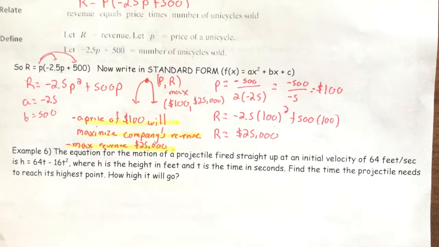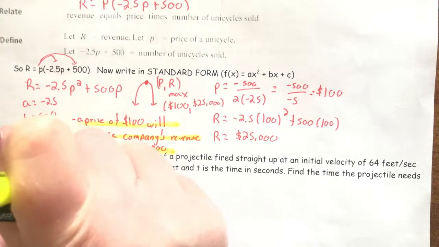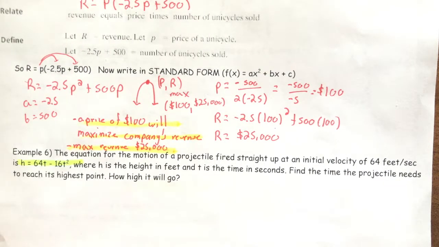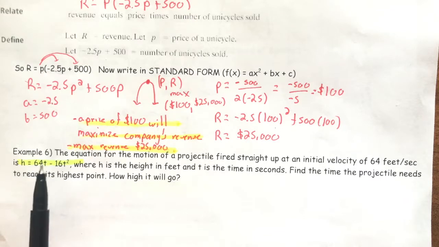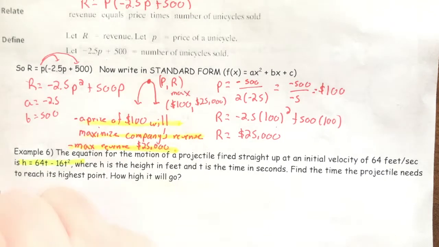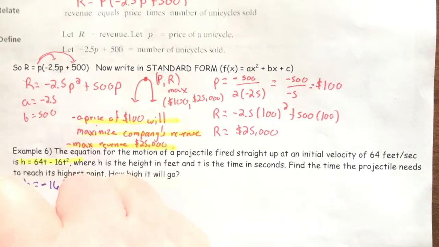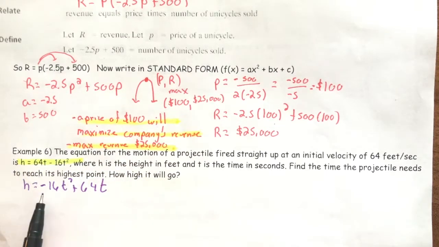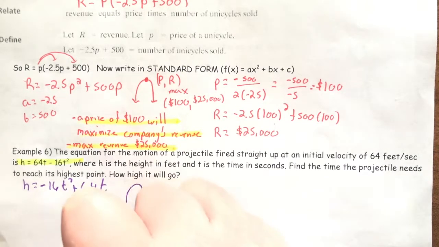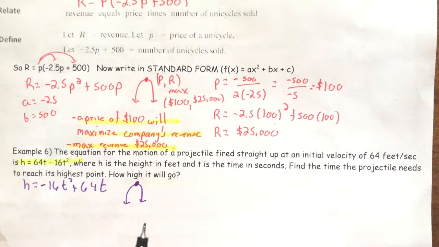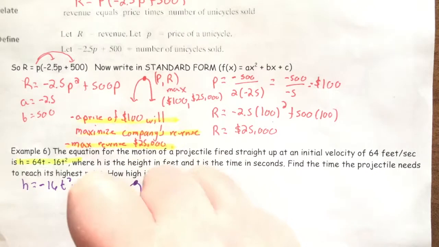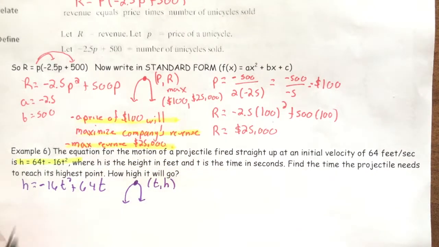And if we go back and take a look at the function that models the height in terms of time, we see it is a quadratic function. It's just not written in standard form. So the first thing I'm going to do is rewrite that as negative 16t squared plus 64t. Now from this function, I see that it's going to open down, meaning the maximum height is going to occur at the vertex, and the ordered pair of my vertex is going to be t comma h. We're not using x and y, we're using t and h, and t is the input, h is the output.